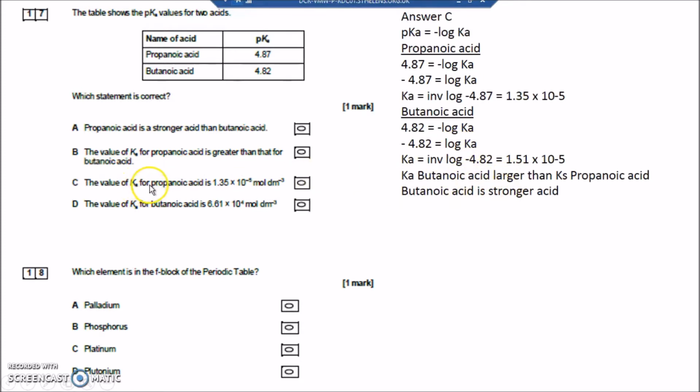So the value of Ka for propanoic acid is 1.35 times 10 to the minus 5. That's correct. The answer is C.